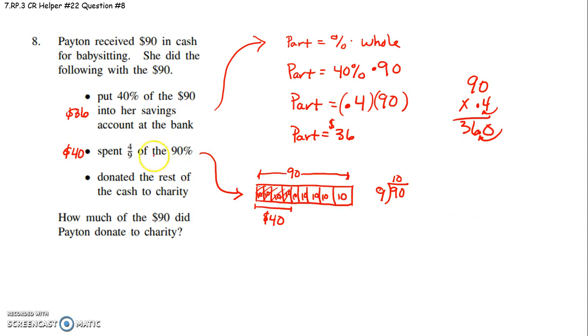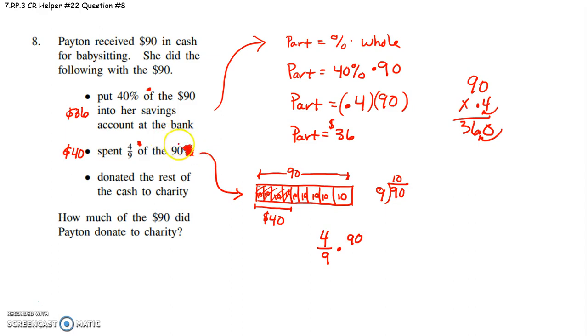Let me show you another option for the second part. Of in mathematics means to multiply. And so anytime we see the of, I know I'm going to be multiplying. So I could just take the 4/9 times 90. She spent 4/9 of the 90.